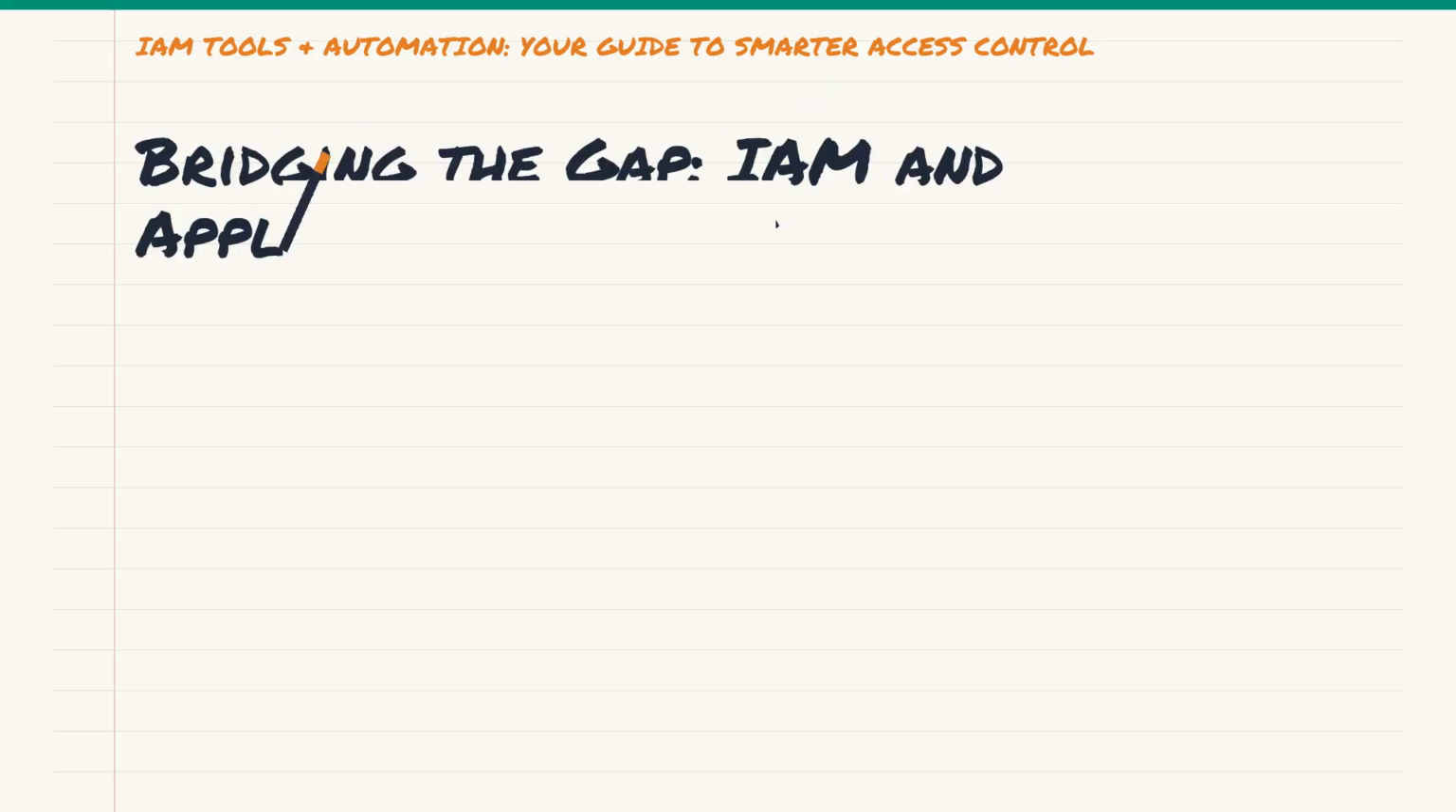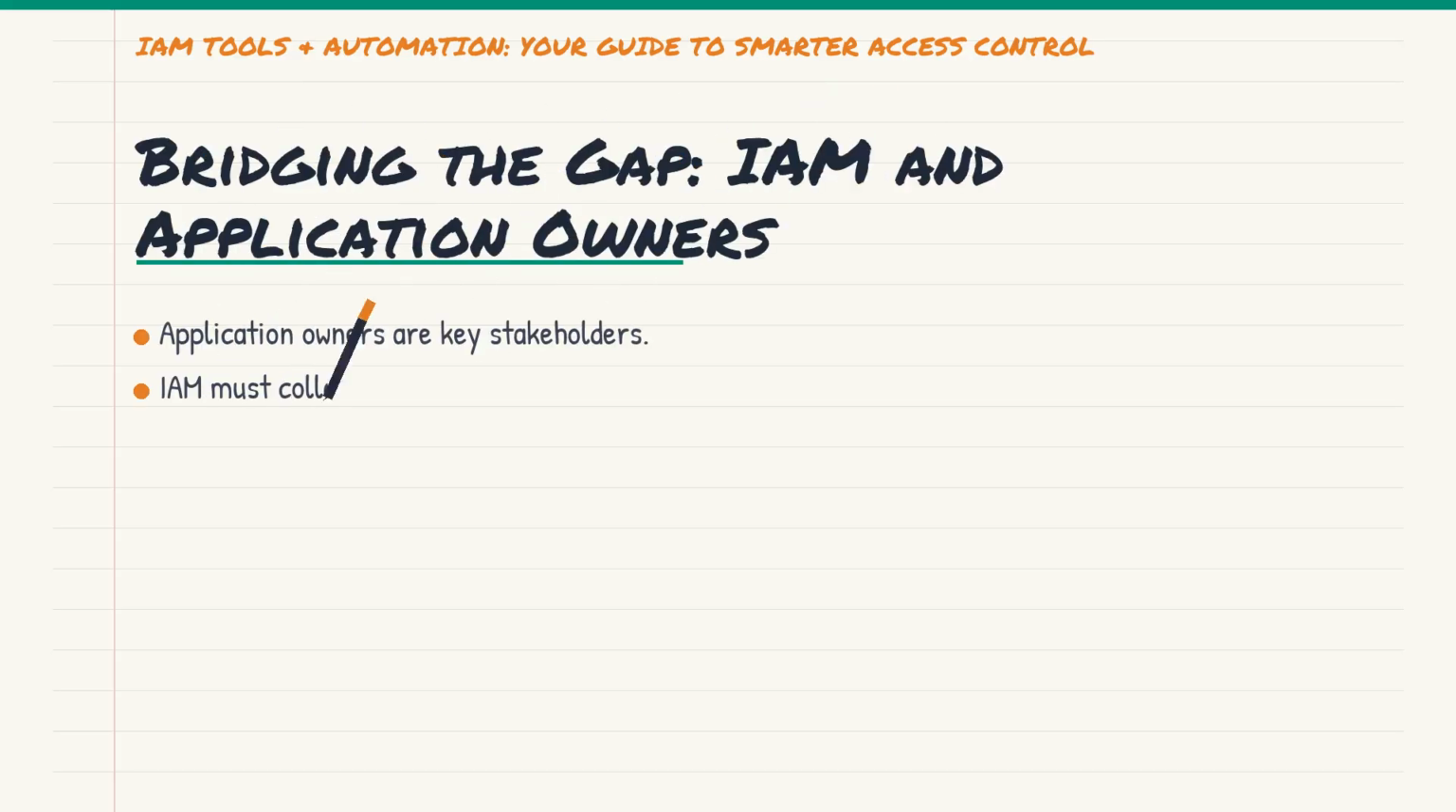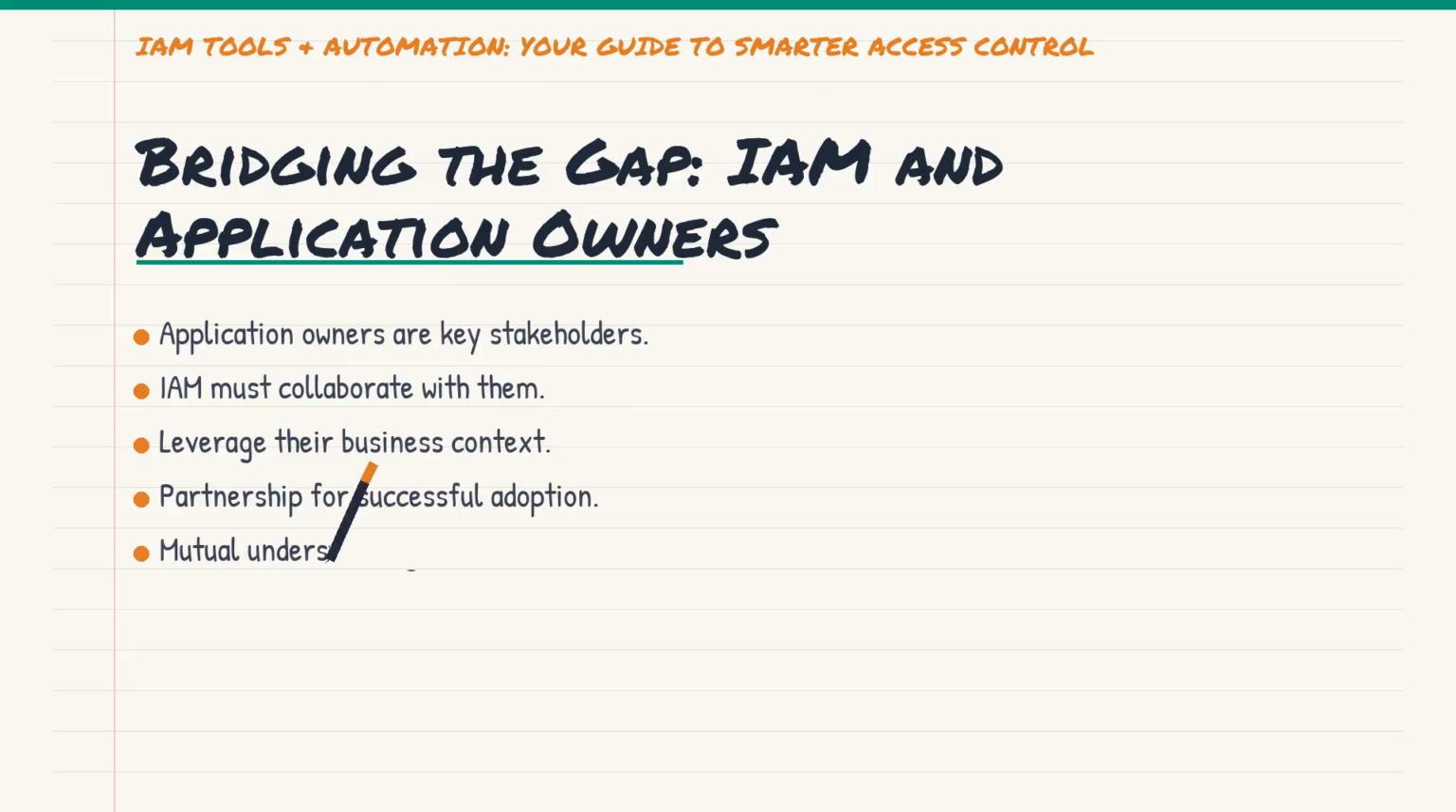A common pitfall is IAM teams implementing tools without deep buy-in or understanding from the application owners. Application owners understand the business context of the access needed for their systems. They are critical for defining roles, approving access, and participating in access reviews. Collaboration is essential. IAM teams should educate application owners on the benefits of these tools and work with them to ensure the configurations meet both security and business requirements. This partnership is crucial for successful adoption.